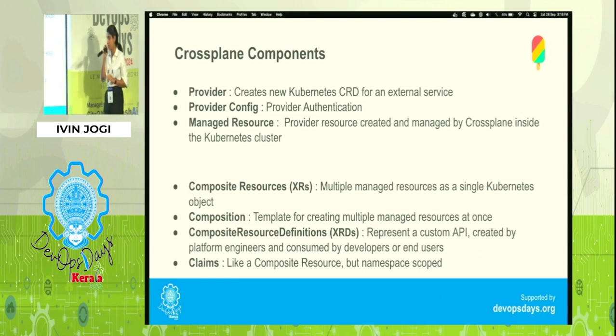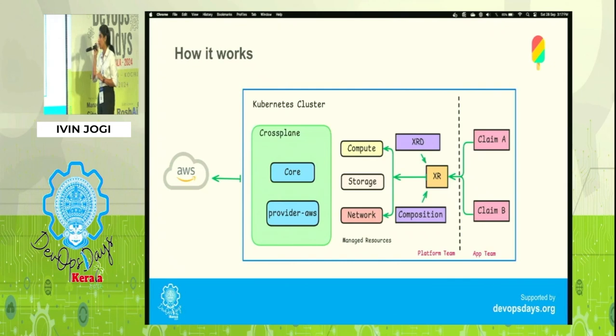And finally, we have claims. Claims is the only part that is taken care of by the application team. It is just like a composite resource, but it will be namespace scoped. So with that, we have covered the components of Crossplane. And now we can see how all these components work hand in hand to make the whole Crossplane.